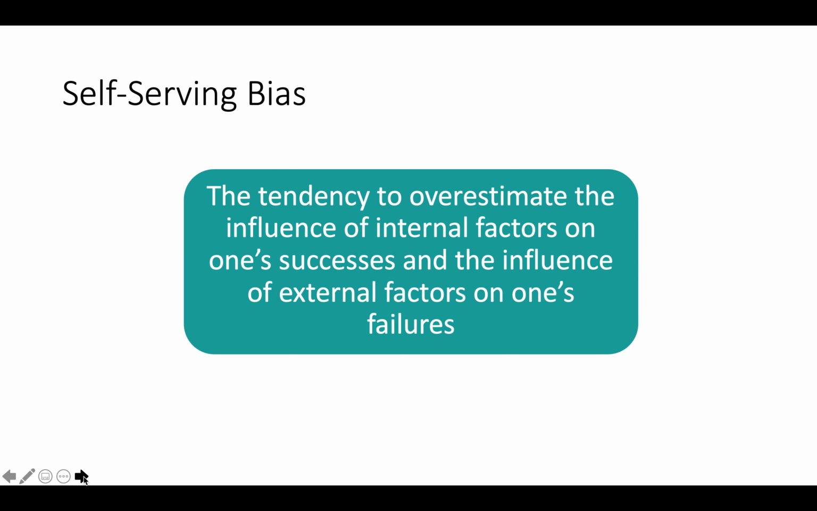Self-serving bias is the tendency to overestimate the influence of internal factors on one's successes and the influence of external factors on one's failures. So let's say, for instance, you get 100 on an exam. Well, I'm just super smart. I have an IQ of 500, and it's all on me.